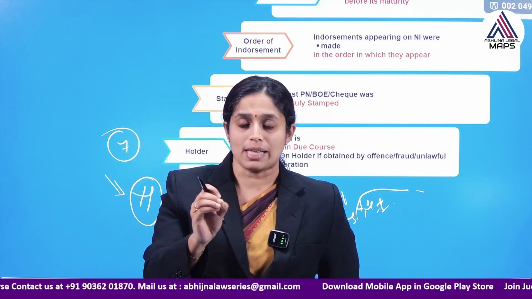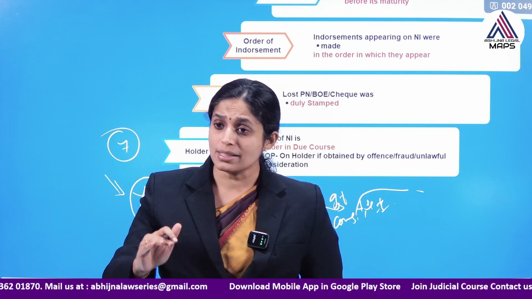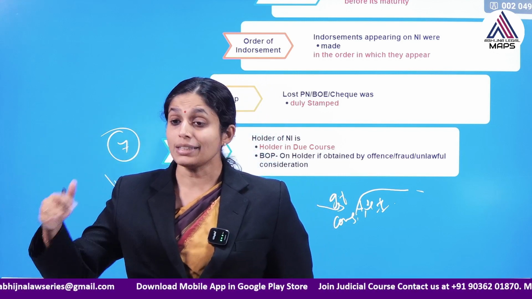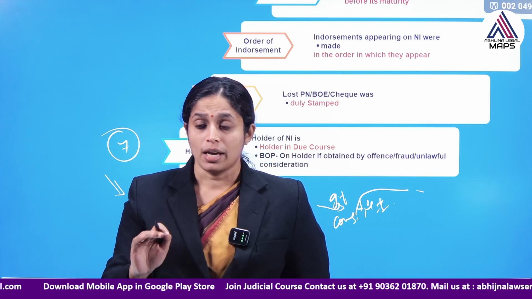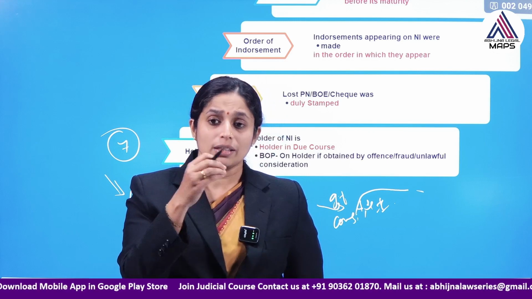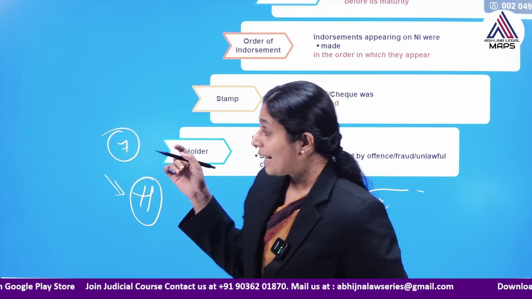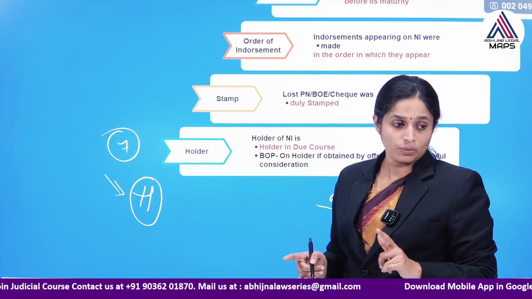So, the presumption is that prima facie every holder is presumed to be a holder in due course. It is the other party who has to show that no, he is not a holder in due course. His title is defective, he has to show that. Okay. So, that is the presumption with respect to a holder, but there is one exception here.